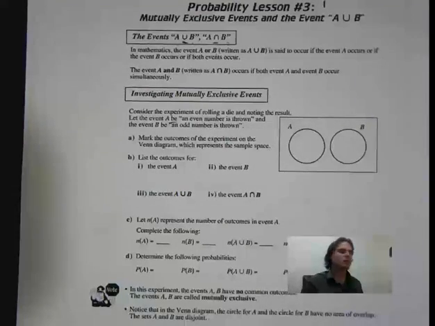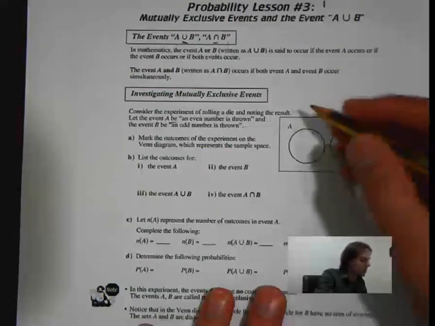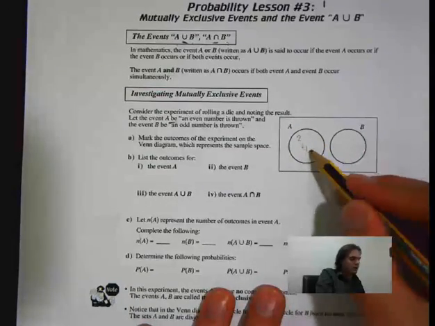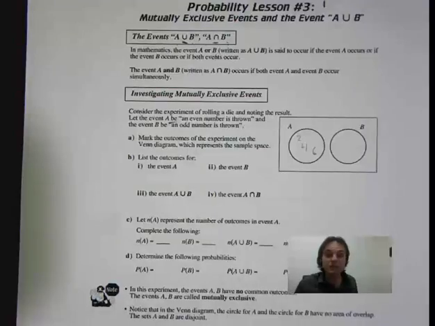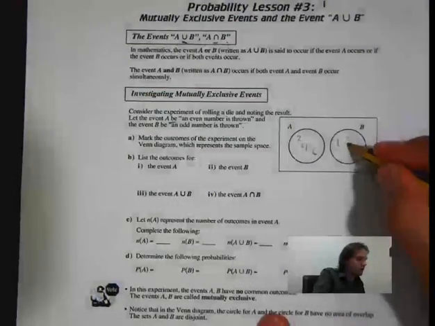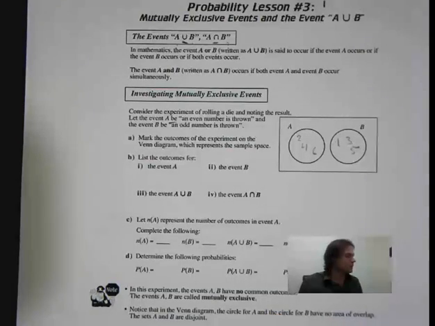So it says investigating mutually exclusive events. Consider an experiment of rolling a die. You roll a die, there's numbers 1 to 6. Now it says event A is all even numbers. So what are my even numbers? 2, 4, and 6. Event B says all odd numbers. What are my odd numbers? 1, 3, and 5. So, there we're done part A.